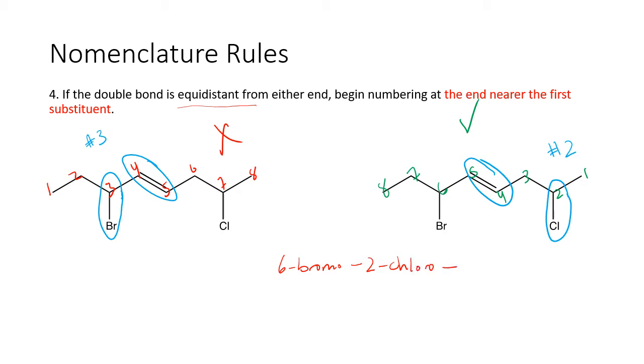What's the position of our double bond? It lives between 4 and 5. We indicate that by using the lower number, which is 4. We had 8 carbons in our chain, so that's oct. And then it's an alkene, so ENE, octene.